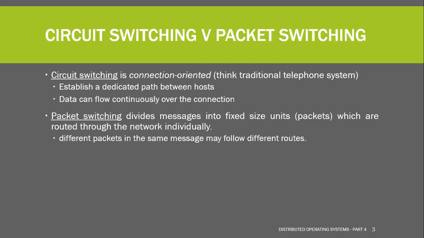Circuit switching versus packet switching. Circuit switching is connection oriented, which establishes a dedicated path between the hosts. Data can flow continuously over the connection. Packet switching divides the messages into fixed size units, which are routed through the network individually. Different packets in the same message may follow different routes.